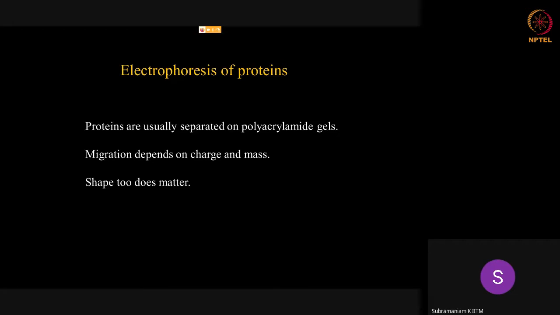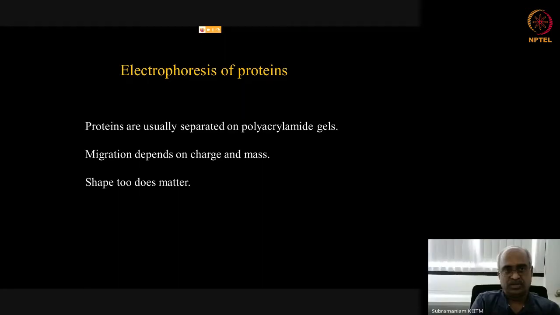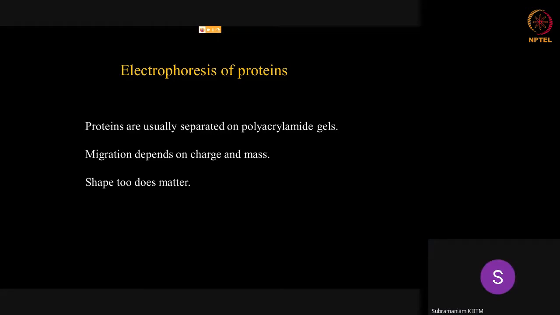I'm sure most of you already know what electrophoresis is. Electrophoresis is basically migration or movement of molecules, charged molecules, in an electric field. So that is what electrophoresis is.